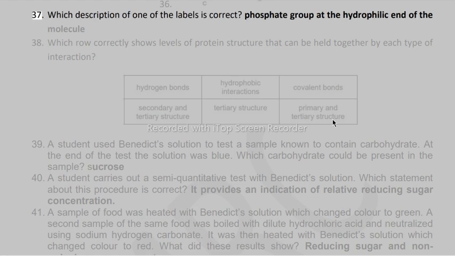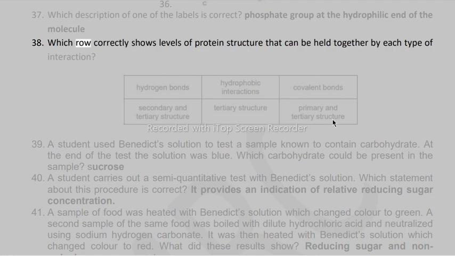36, 37. Which description of one of the labels is correct? Phosphate group at the hydrophilic end of the molecule. 38. Which row correctly shows levels of protein structure that can be held together by each type of interaction?